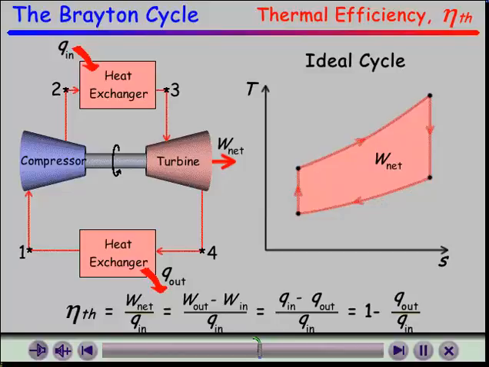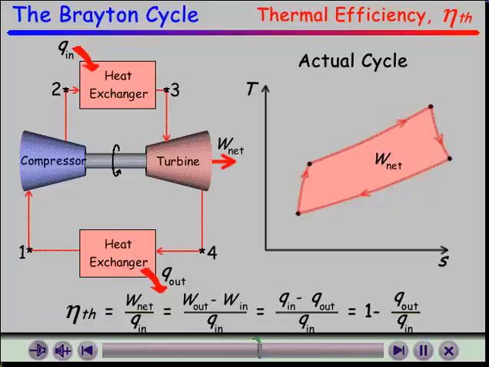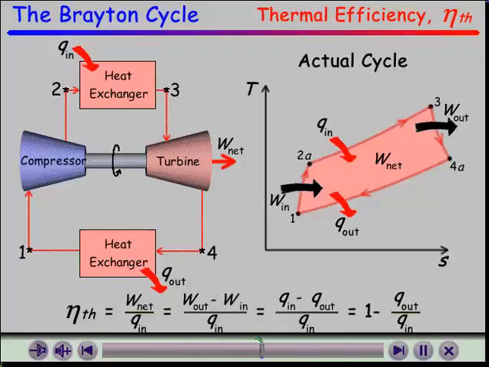Notice how the TS diagram changes when we look at the actual gas turbine cycle. Here we can see how the state points are affected by the irreversibilities, heat loss, and pressure drops within the components of the cycle. When compared with the ideal cycle, we see that the heat added to the cycle is reduced, and the heat rejected has increased. This will increase the ratio of Q out to Q in, and therefore reduce the thermal efficiency of the cycle.